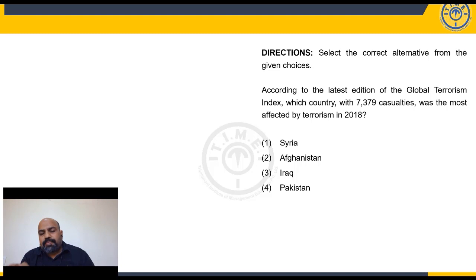Syria's capital is Damascus, D-A-M-A-S-C-U-S. It's also the name of a fabric, damask, a kind of silk. The leader's name is Bashar al-Assad, B-A-S-H-A-R, al-Assad, A-S-S-A-D. Then we have the currency, the pound, P-O-U-N-D.